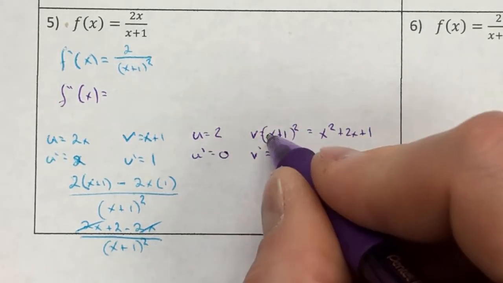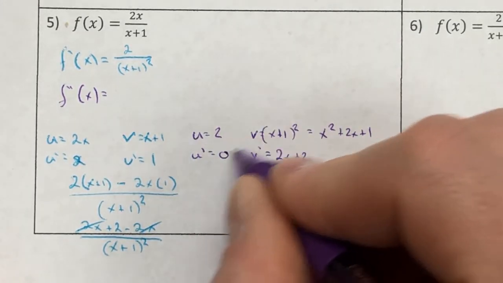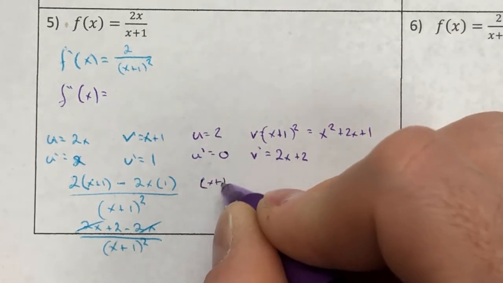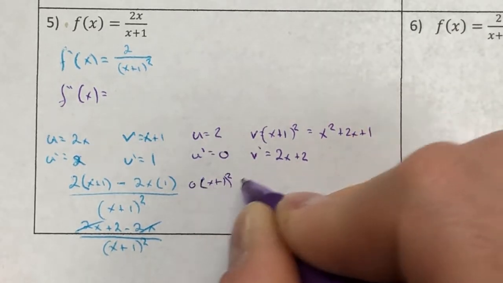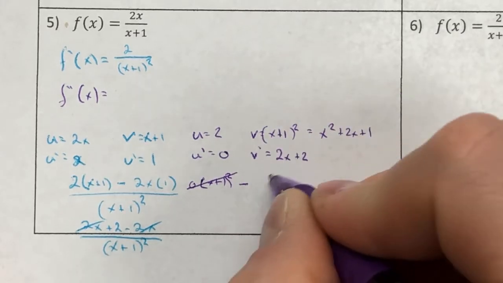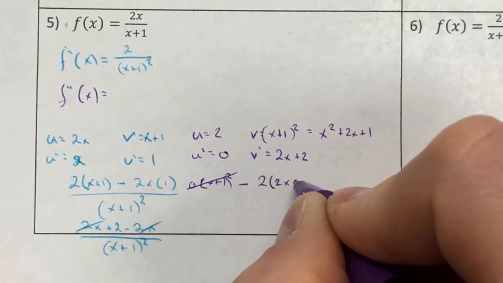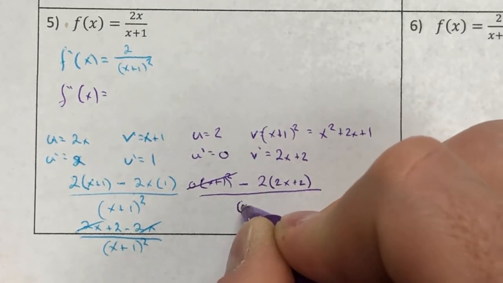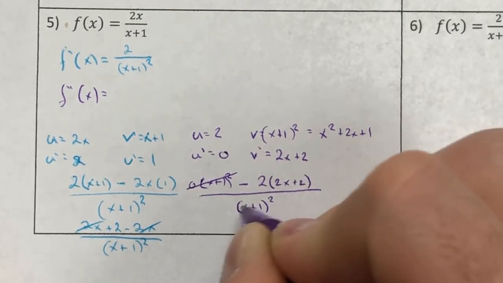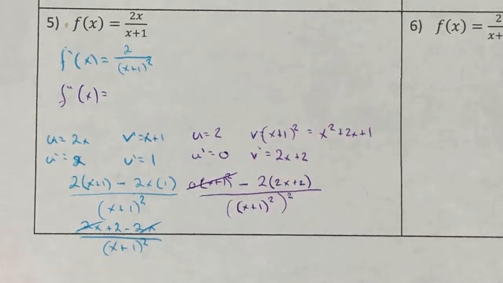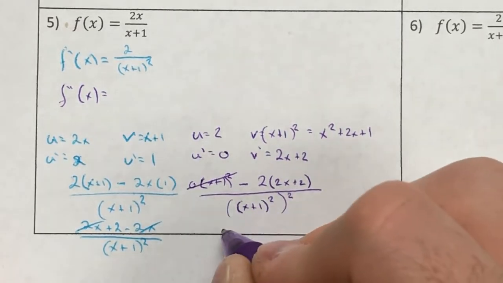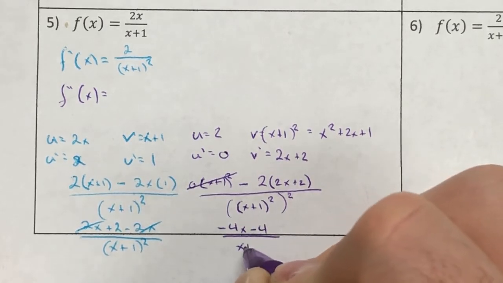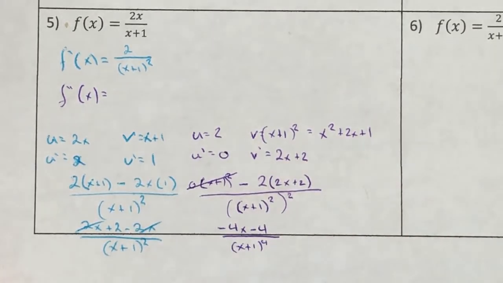Now I'm going to do low d high minus high d low all over low squared one more time. So low d high is going to be x plus 1 squared times 0, which is going to cancel itself out, minus 2 times 2x plus 2, all over low squared, which is x plus 1 squared, squared. This is going to give us negative 4x minus 4 all over x plus 1 to the 4th power.